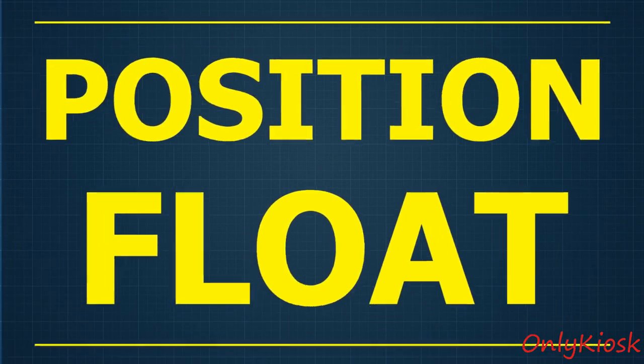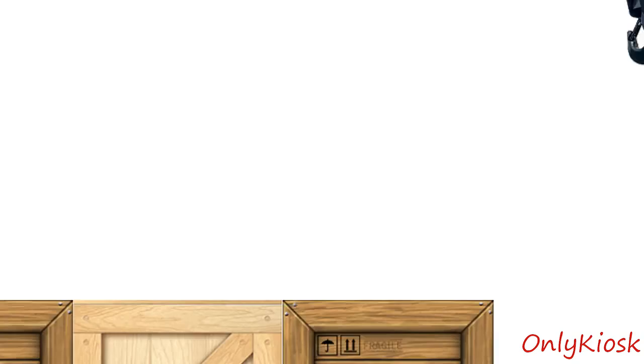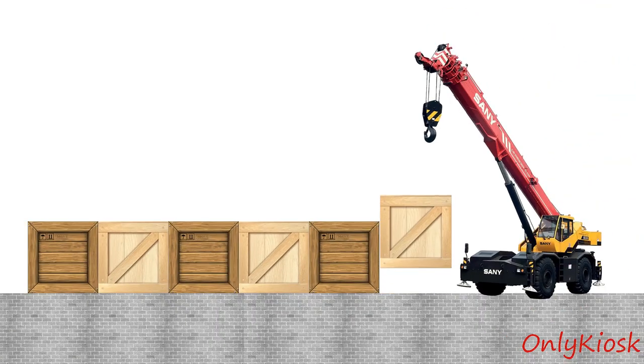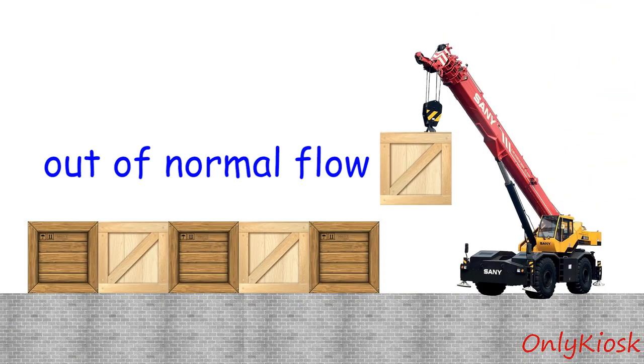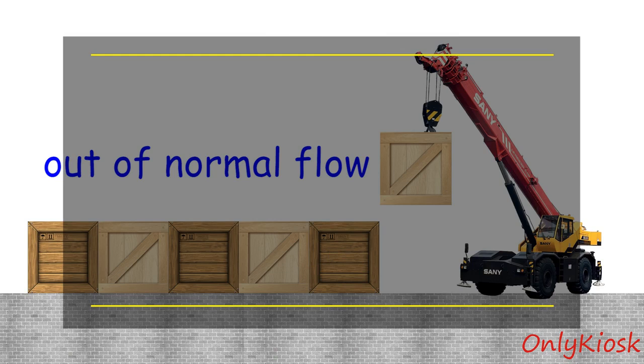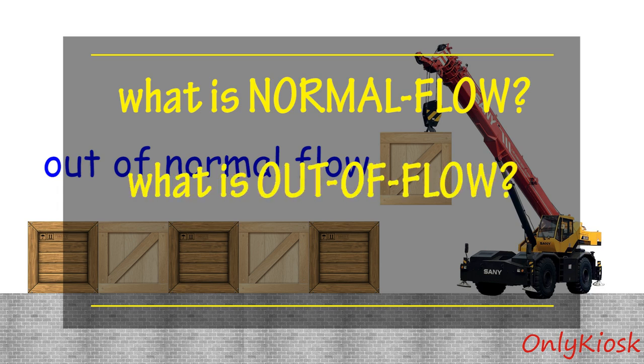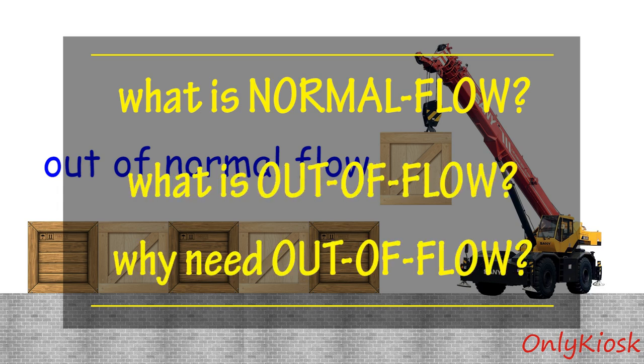Starting from this lesson, we'll learn another two positioning techniques: position and float. These two techniques are used to lift selected elements out of normal flow and convert them into out-of-flow elements. Before we start, we need to answer a few questions. What is normal flow? And what is out-of-flow? And why do we need out-of-flow elements?